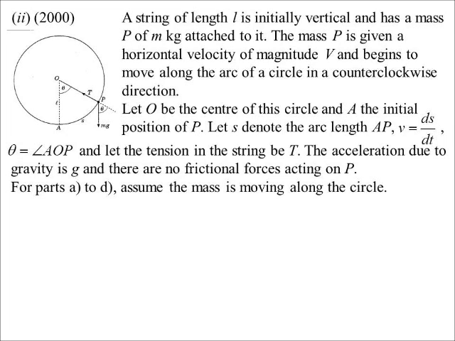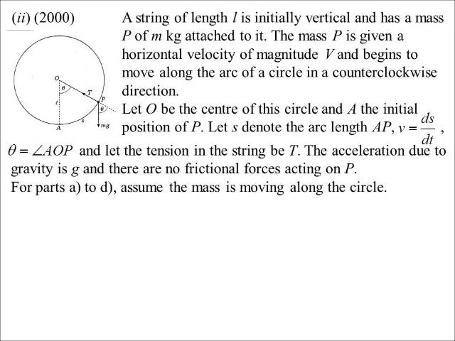Mass of m kilograms attached to it. P is given a horizontal velocity of magnitude v, because we're now going to go around the world. Okay, so O is going to be the centre of that circle. A is the initial position, so it's down at the bottom there. And s is going to be the arc AP. Couldn't call it L because they've already called the length of the string L.